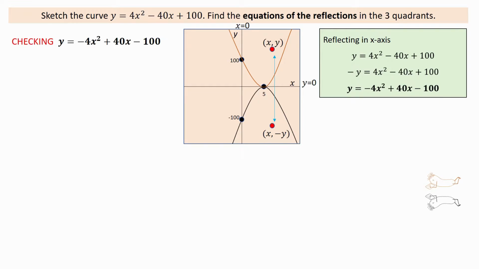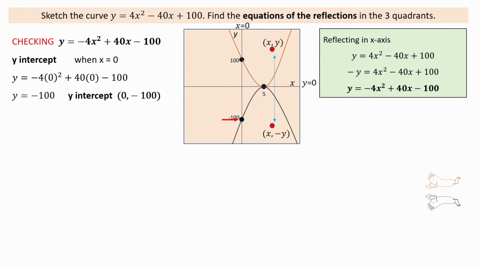It is always a good idea to check your answer. These checks could be done in your head. The y-intercept is when x equals 0. So substitute x equals 0 into the equation, giving y equal to negative 100. And the y-intercept is 0, negative 100, which is correct.